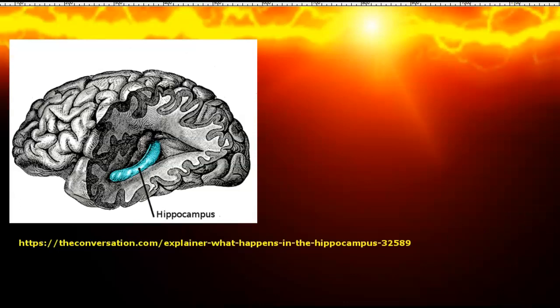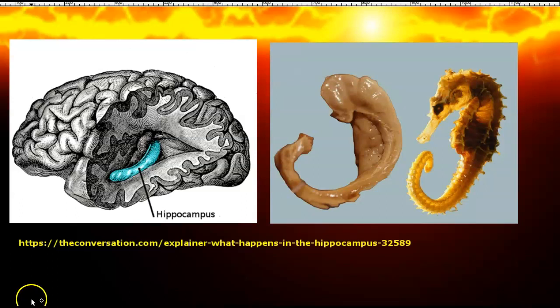And let me show you a picture of a seahorse. Take a look right there, hippocampus. Here's what it looks like. And this, anybody know what that is? That is a seahorse. Notice they look pretty similar. And that's what hippocampus means. It comes from the Greek word hippo, which means horse, and campus, which means sea monster. So we have horse sea monsters in our brains.